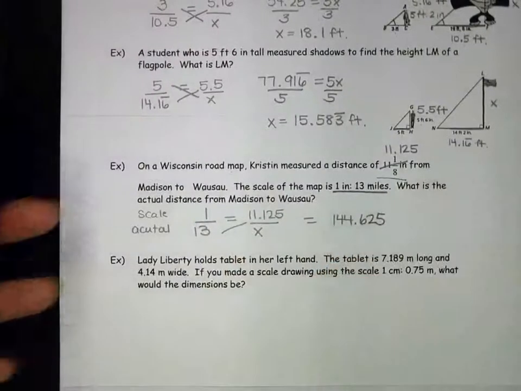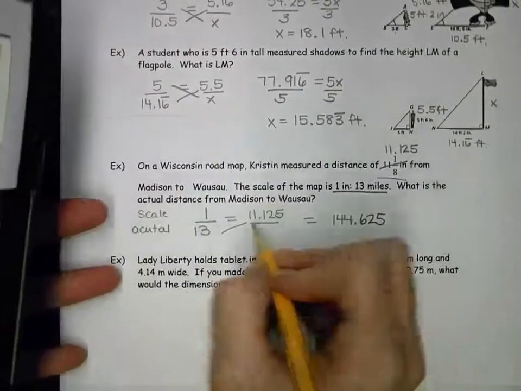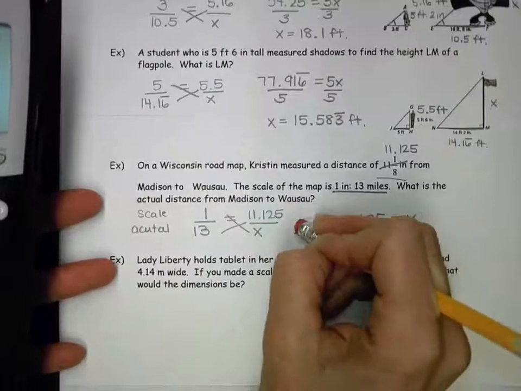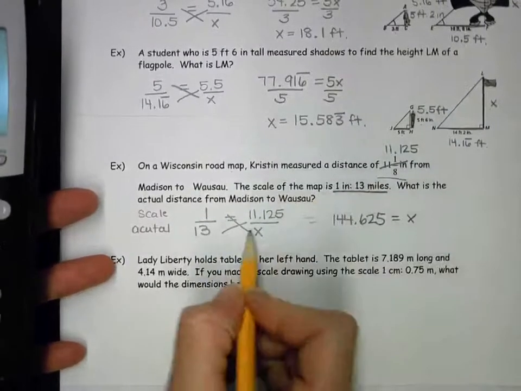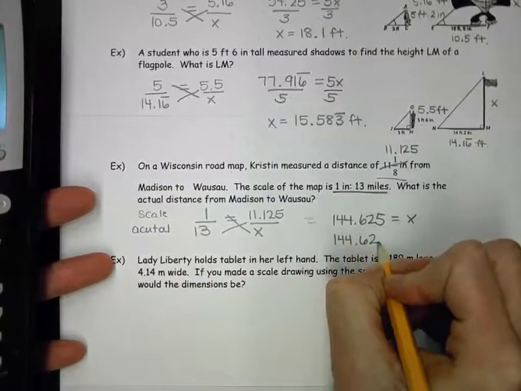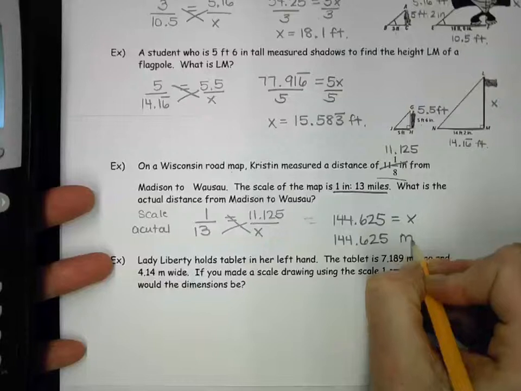144.625. And then that's going to equal x. So in this case, we found our answer, and we don't even have to divide because 1x is the same as x. So our actual distance will be 144.625 miles.